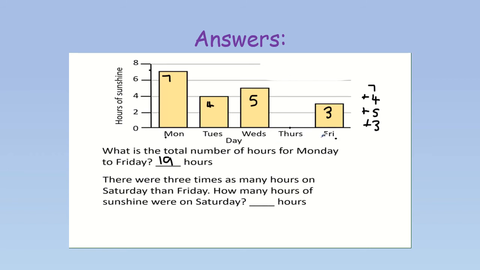It tells us Saturday's data, which we're not given in the chart. It tells us there were 3 times as many hours on Saturday than Friday. So how many hours of sunshine were there on Saturday? Well, on Friday, we know there were 3 hours. And we know that it was 3 times as much. So 3 times 3 equals 9. Well done. 9 hours of sunshine. Did you get the same answers as me? Well done.